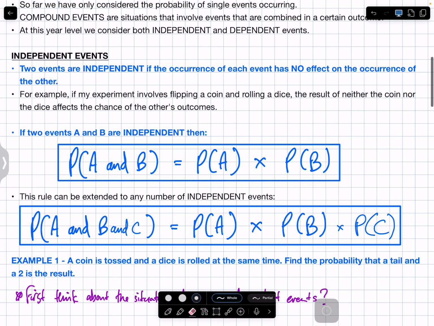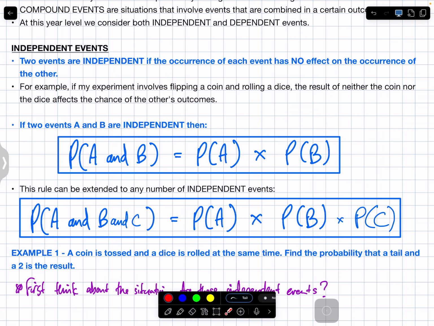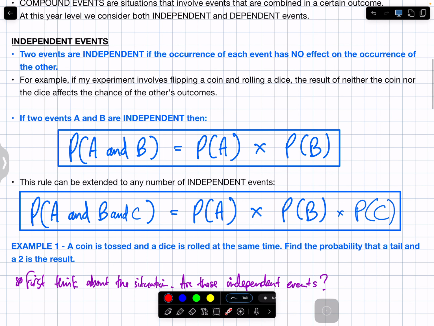So this is the maths. If two events, A and B, are independent, then the probability of A and B happening is the probability of A times the probability of B. And I can extend that to any number of independent events. For example, if I cared about the probability of A, B, and C happening, it would be the probability of A times the probability of B times the probability of C.